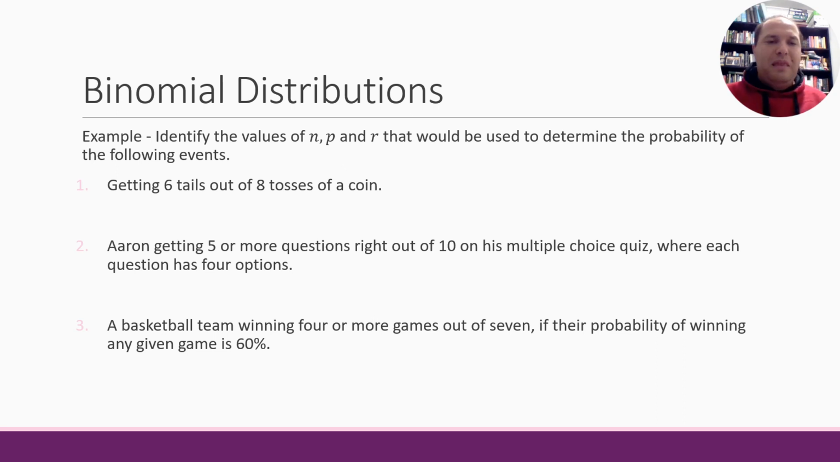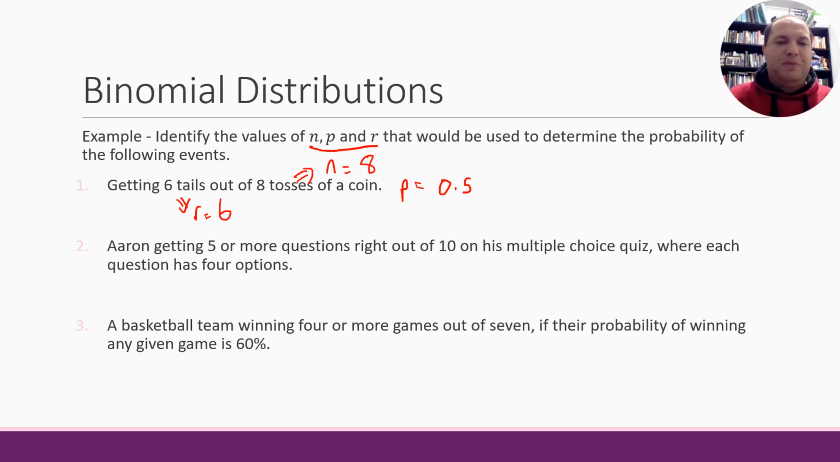All right, let's try and do this in the situations we've got here. We want to find n, p, and r in these problems. So in the first one, getting 6 tails out of 8 tosses of a coin. If we're tossing the coin 8 times, that's our number of trials. We're doing the experiment 8 times. The number of successes we're looking for is 6. And, well, what's our probability p? Well, we're assuming we've got a fair coin. So we're assuming the probability of getting 1 tail in 1 toss of a coin is 0.5.